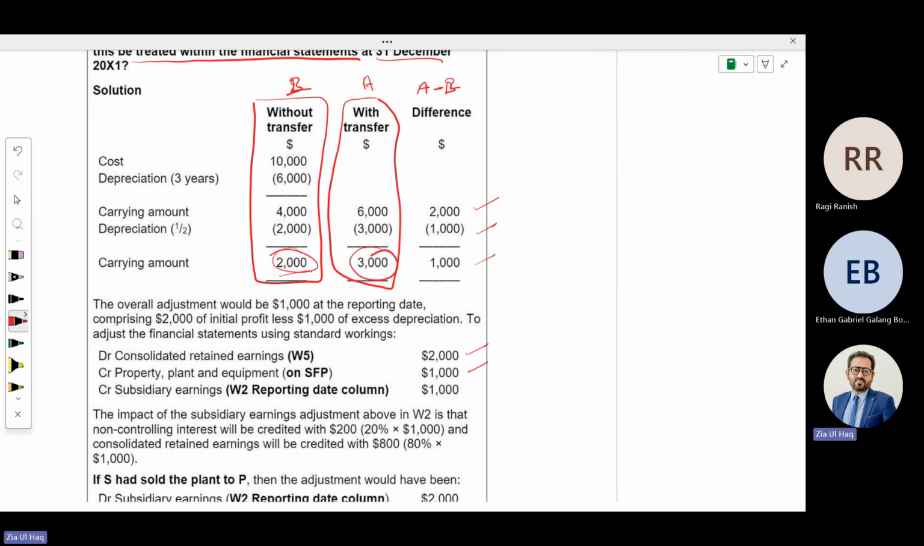Who charge more the depreciation, parent company or subsidiary? Subsidiary. By how much? 1,000. This means they calculated their profit by charging more depreciation. So we need to add to their retained earning how much? 1,000. By crediting subsidiary retained earning.